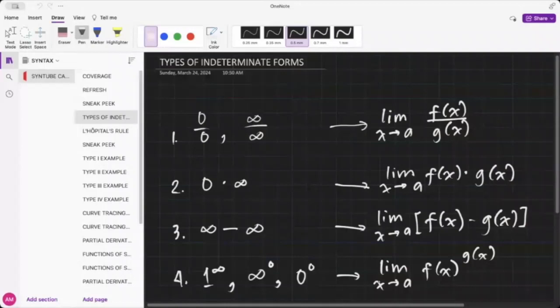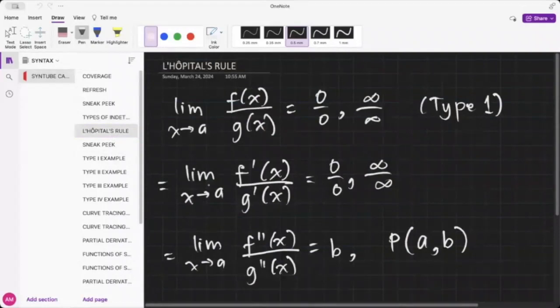How do we evaluate them then? We have a theorem called L'Hopital's rule. Basically, how this method works is that when you have a type 1 indeterminate form function, you can compute the limit by getting the derivative of the numerator and denominator separately. And you do it over and over again, until you get a number or infinity. At this point, it is expected of us that we already know how to get the derivative of any function, may it be algebraic or transcendental. So that's the prerequisite going into this lesson.